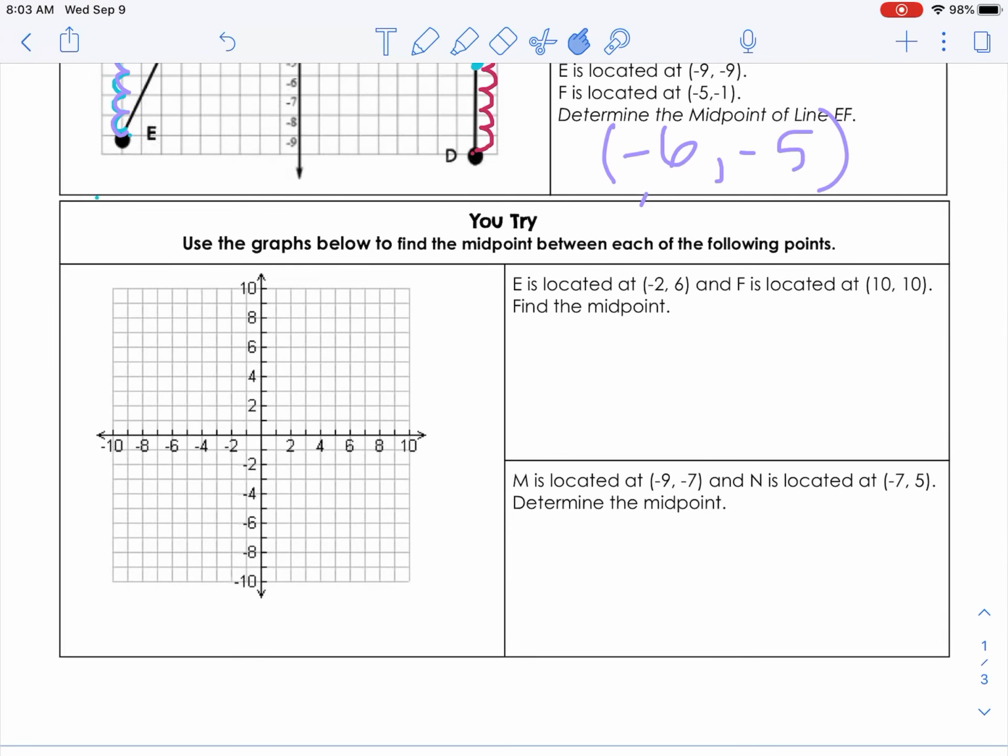All right, so now I want you guys to try. So point E should be located at -2, 6. And we're going to label that as E. And F is located at 10, 10. And we're going to find the midpoint of this line.